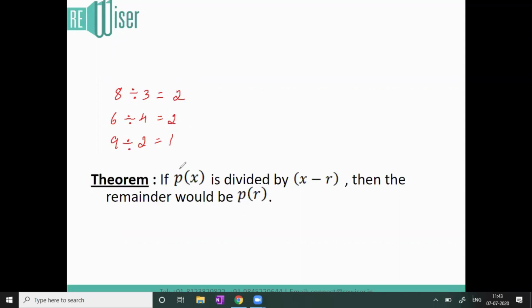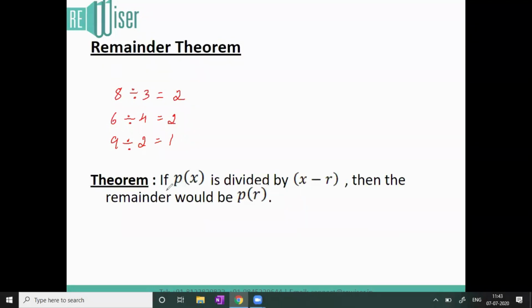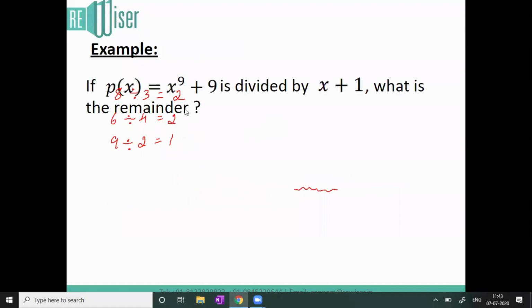So this also works for any polynomial, and we say it's something like a remainder theorem. Whenever you have any polynomial divided by some factor, let's say x minus r, then the remainder would be p of r. So p of r is my remainder. For an example, let's talk about this one.